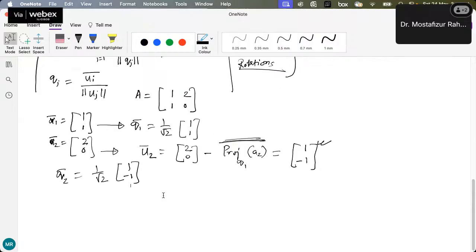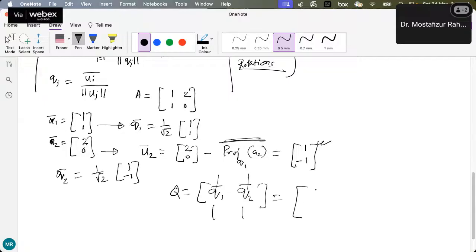So then what will be my orthogonal vector? Basically Q will be Q1 and Q2, and let's take 1 by square root 2 outside because this is common. So it will be 1, 1, 1, minus 1. This is your Hadamard matrix, right? So you derived a Hadamard matrix out of a simple ordinary matrix just by doing the QR factorization.